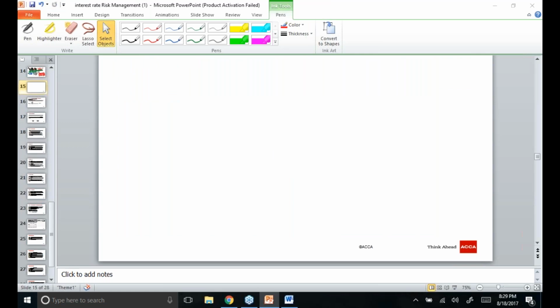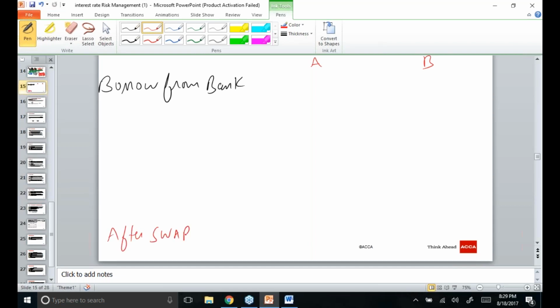Okay, finally, you may have to draw the final swap structure. That is for company A, for company B. First step, borrow from the bank. Okay, the final step is after-swap cost.